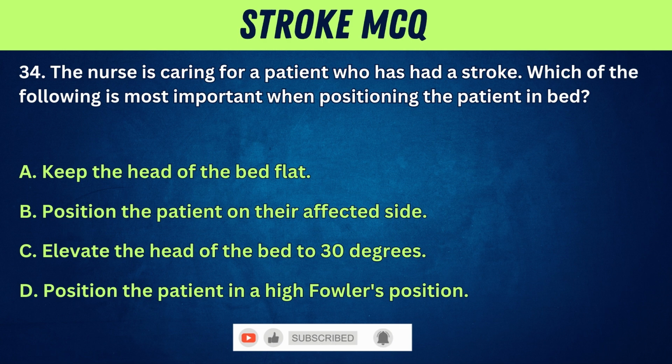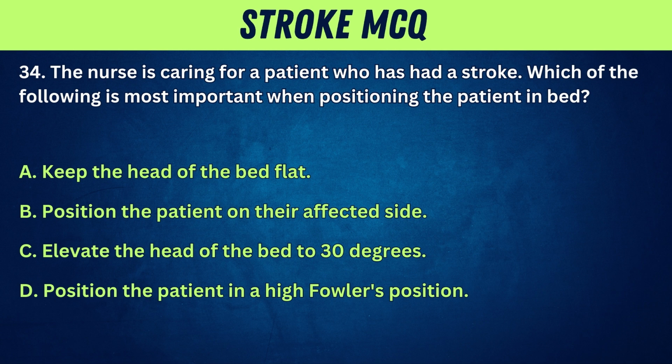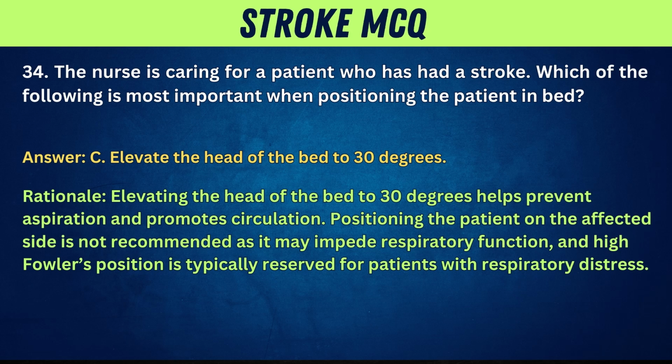34. The nurse is caring for a patient who has had a stroke. Which of the following is most important when positioning the patient in bed? A. Keep the head of the bed flat. B. Position the patient on their affected side. C. Elevate the head of the bed to 30 degrees. D. Position the patient in a high Fowler's position. Answer: C. Elevate the head of the bed to 30 degrees. Rationale: elevating the head of the bed to 30 degrees helps prevent aspiration and promote circulation. Positioning the patient on the affected side is not recommended as it may impede respiratory function, and high Fowler's position is typically reserved for patients with respiratory distress.